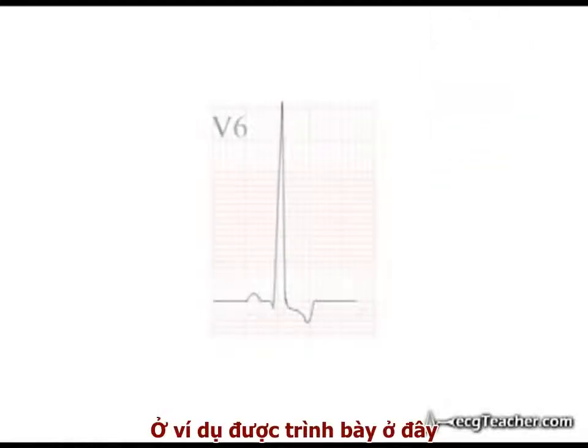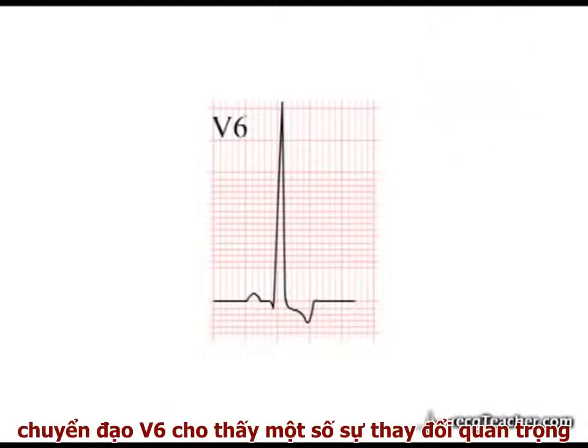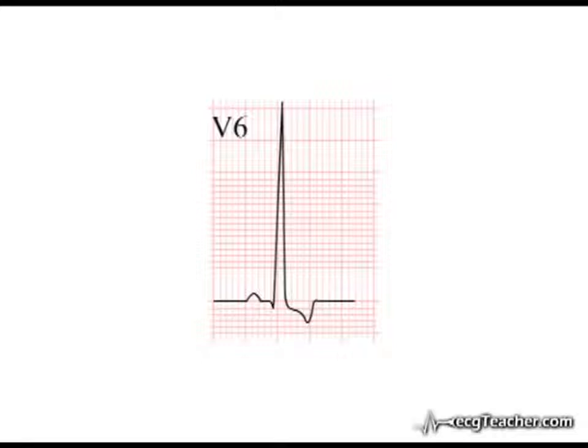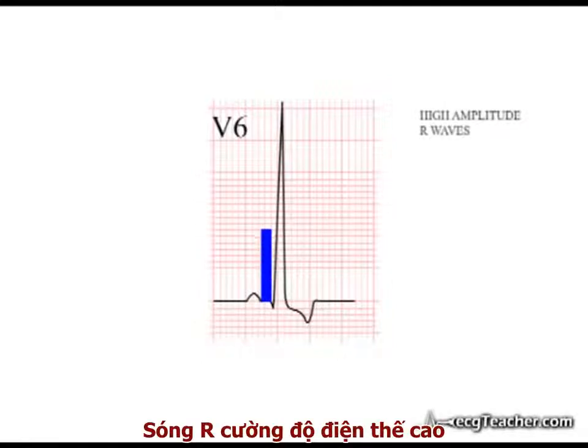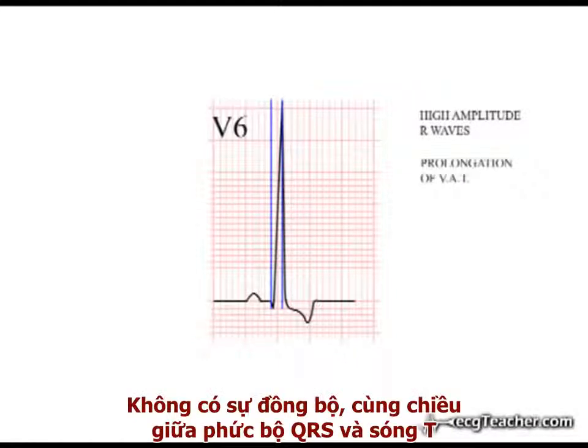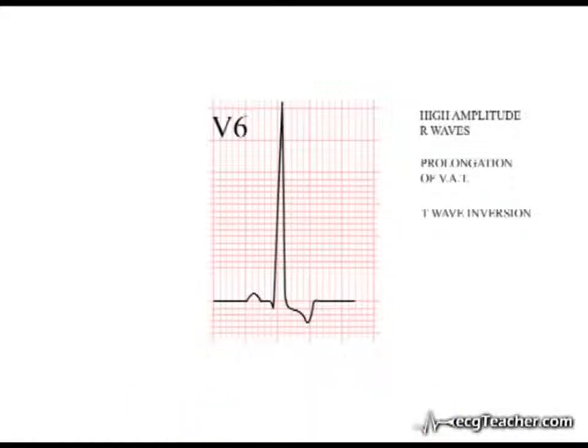In the example shown here, lead V6 demonstrates several important ECG changes seen in the lateral leads in association with hypertrophy: high amplitude R waves, prolongation of the ventricular activation time, loss of concordance between the QRS complexes and the T waves, and ST segment changes.